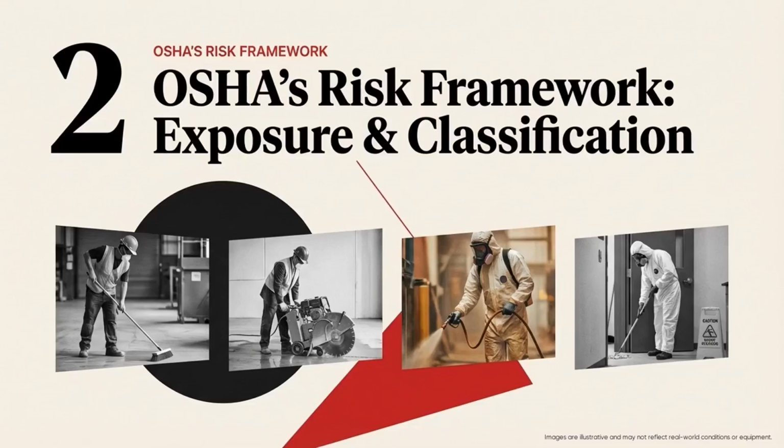So now that we know what to look for, how does OSHA actually manage the risk? Well, that brings us to Section 2. They've created a really clear framework that's built on 2 main ideas. First, setting super strict limits on how much asbestos can be floating in the air, and second, sorting all construction work into different risk levels.